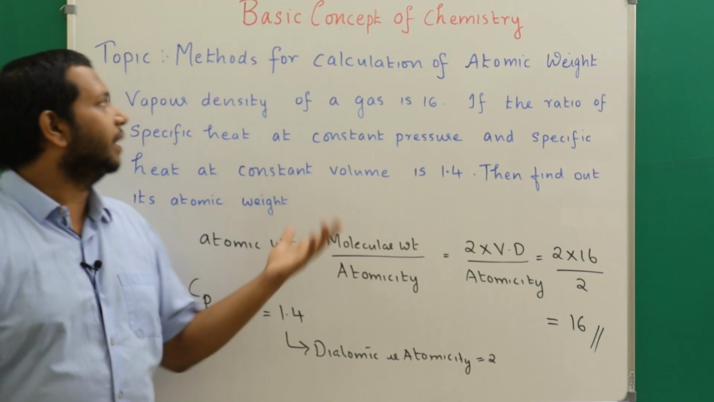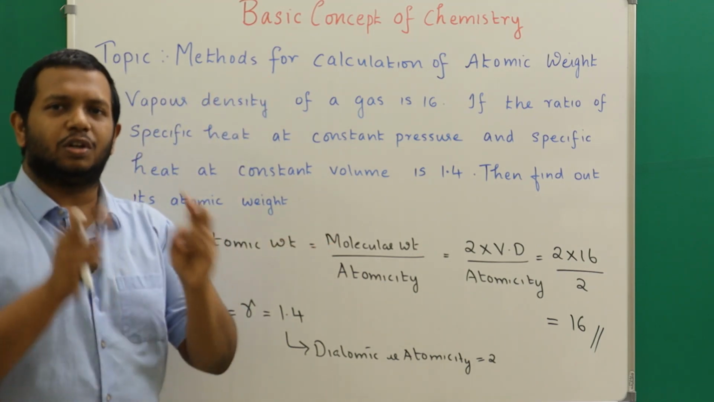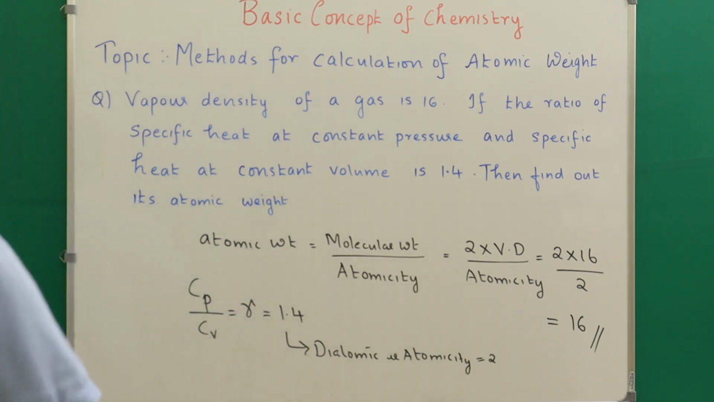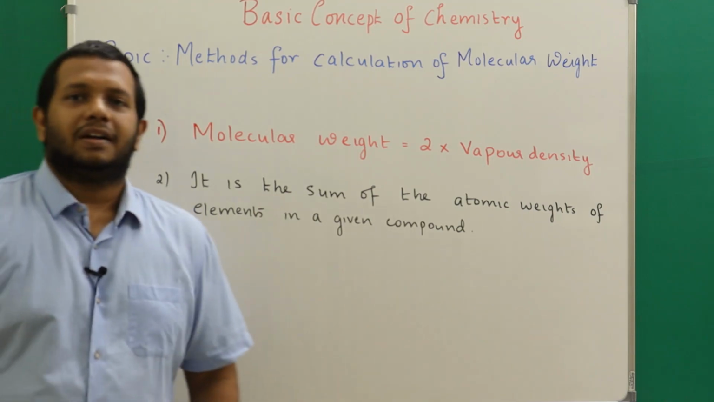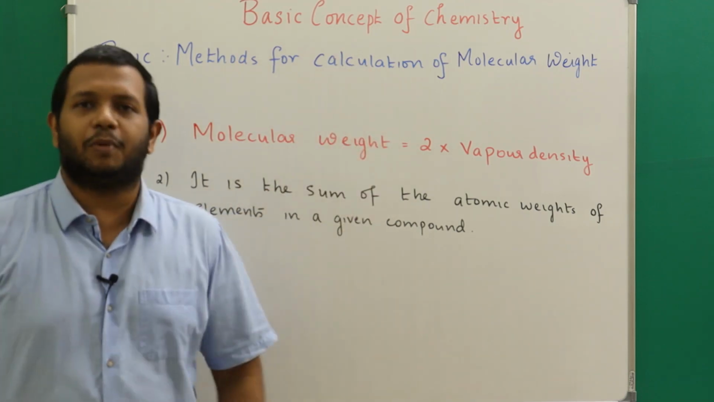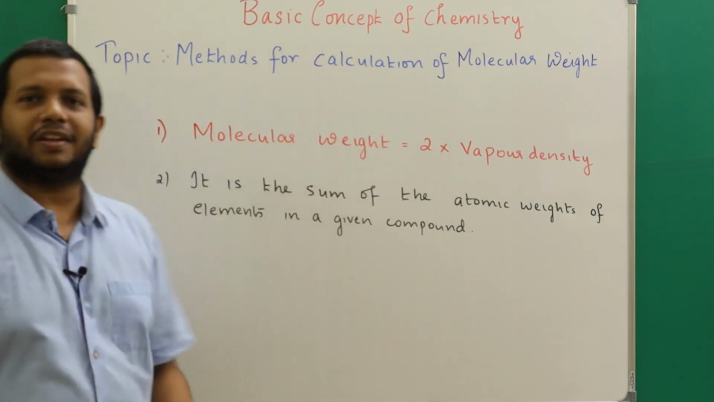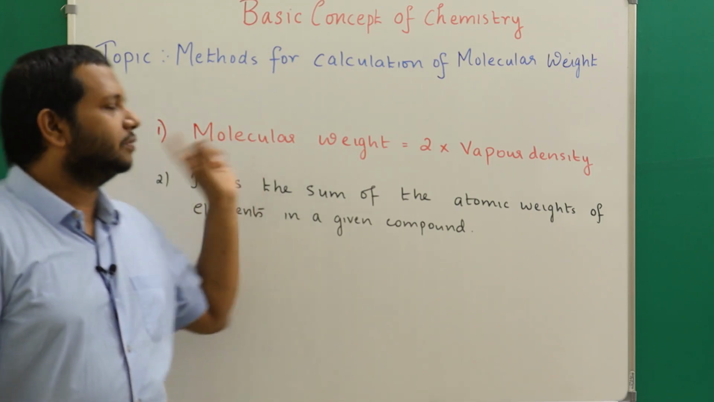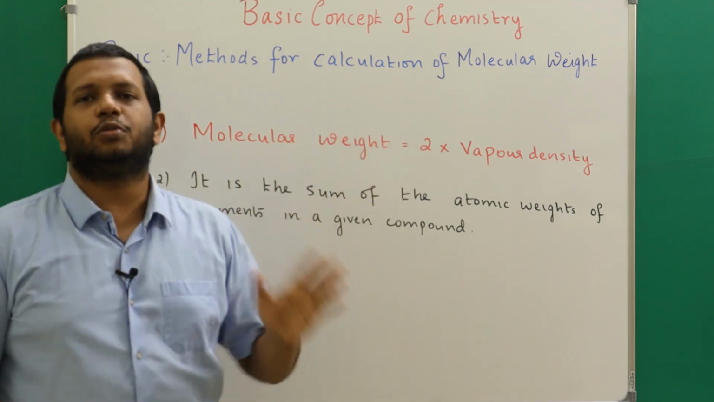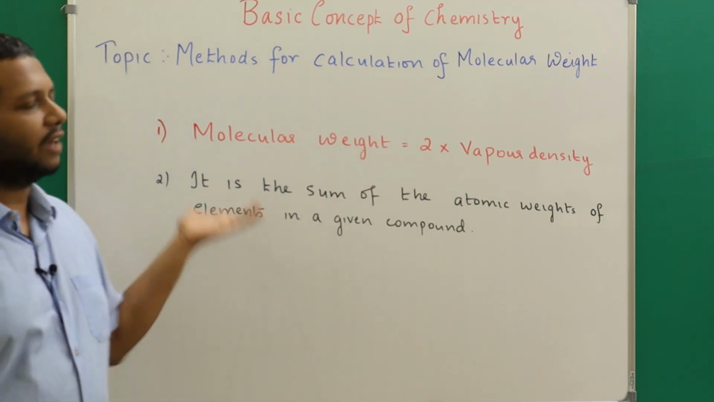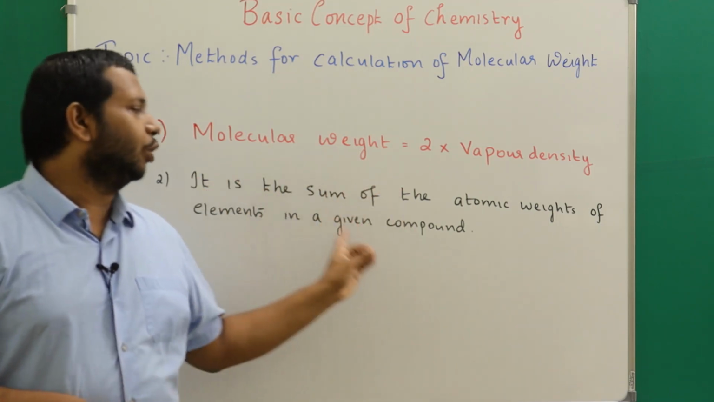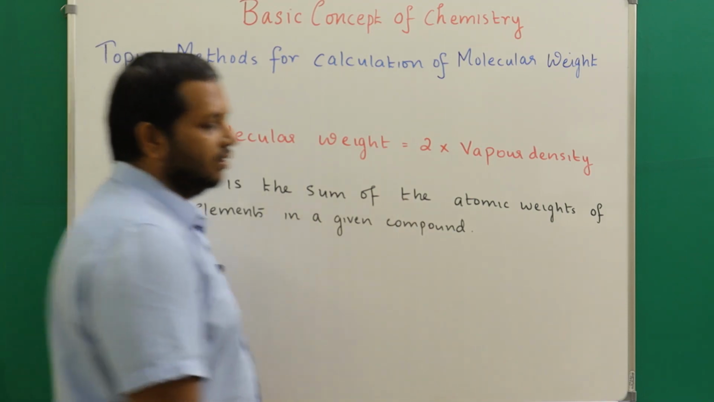Now we see what the methods are for the calculation of molecular weight. Only 2 methods are there, not many problems. So dear students, coming to the last topic, the methods for the calculation of molecular weight. From the board itself you can see only 2 sentences are there. What is the first method for determining the molecular weight? You should know the vapor density; just multiply by 2 and you will get the molecular weight. The next method, of course we are practicing it: you need to calculate the sum of the atomic weights of the given compound. This we are already doing.